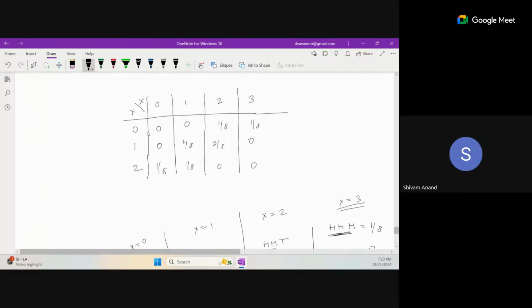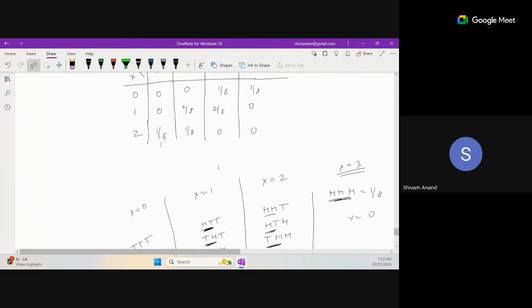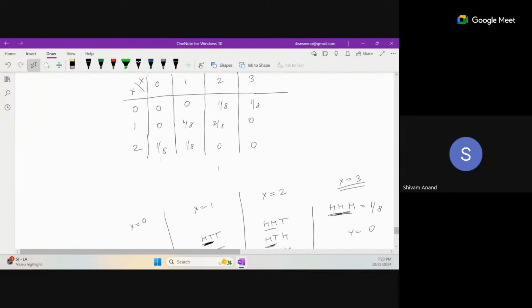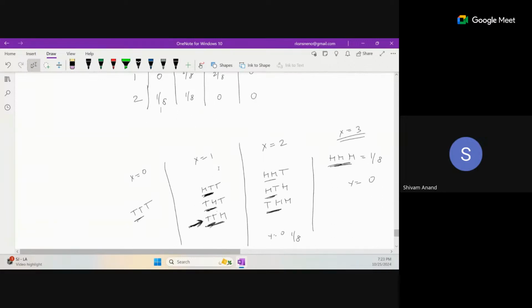Sir, for x equals to 0 and y equals to 2, there are two tails in the first two tosses, but there would be one head now. Your voice is breaking.